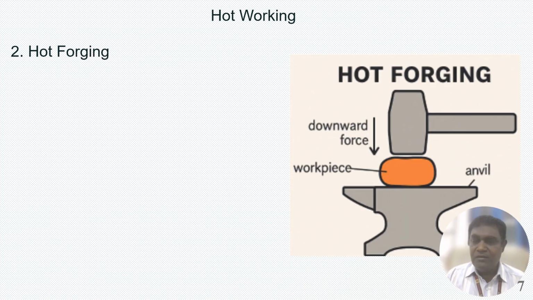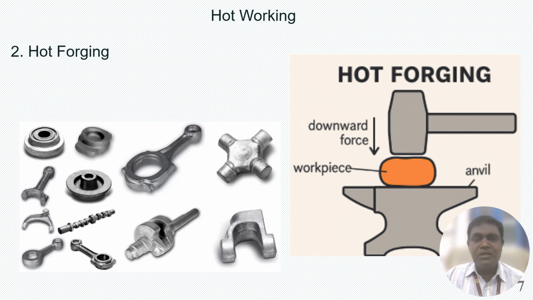Next, the second process is hot forging. Now look at this diagram. Whichever workpiece we want to reshape, we heat to a temperature above the recrystallization temperature and keep it on the anvil. You can apply the force either manually or using power hammers to do the forging and reshape that product. These are the different components you can prepare using the hot forging process.